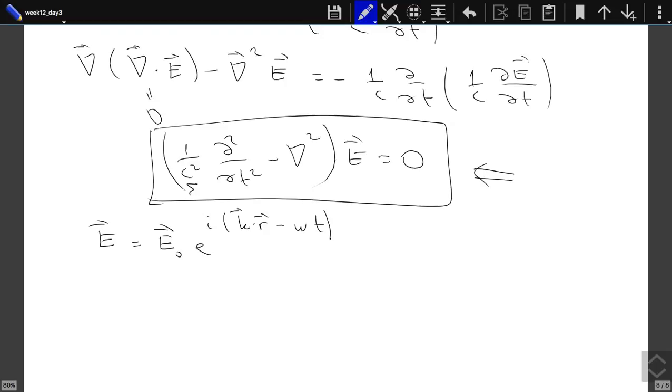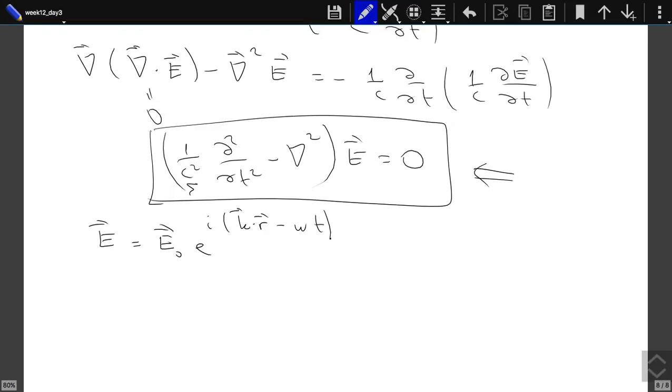Do you have k dot inside the path or outside? K dot r. Should we have c instead of omega? No. Let's see what the conditions on k and omega are so that this satisfies our equation. That's another point: omega has the unit of 1 over second, and c has meters per second.